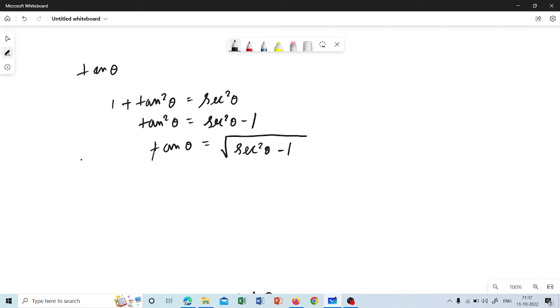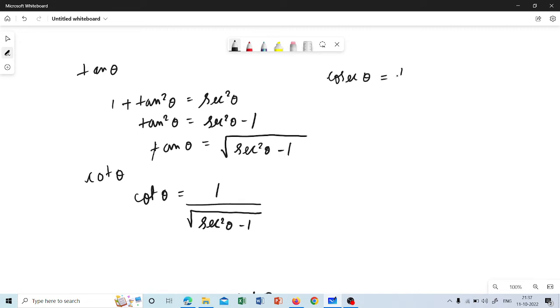So now I am going to write cot theta. Now you know that cot is 1 by tan. Cot is 1 by tan, so cot theta I can write directly as 1 by square root of secant square theta minus 1. So this is there, and also I can write cosecant.